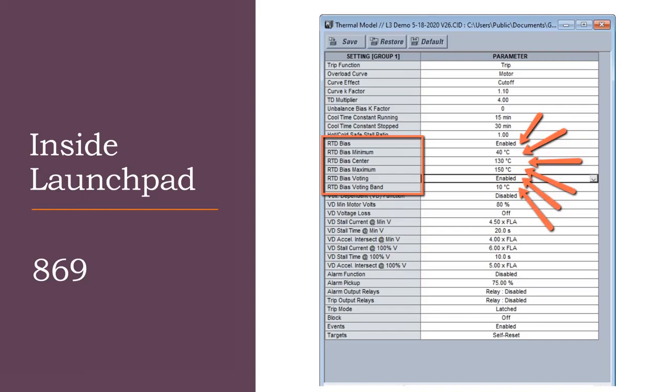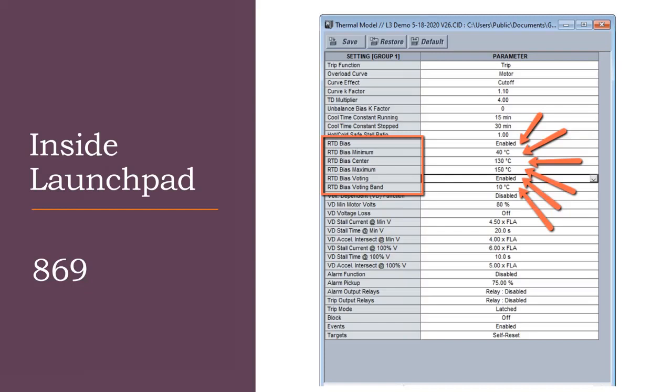But today, we're going to leave it at this: RTD bias voting is very simply a way to prevent inaccuracy caused by a failed RTD, which happens fairly regularly. And when an RTD fails, it fails in the open state. And the open state means lots and lots of resistance. And obviously that would translate into a 100% thermal capacity used, and with some other factors will lead to a trip.